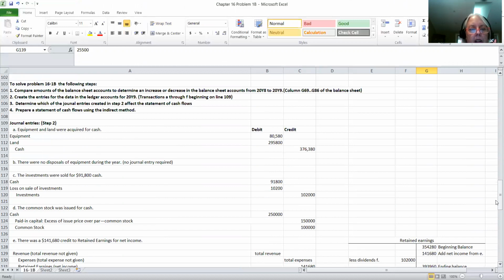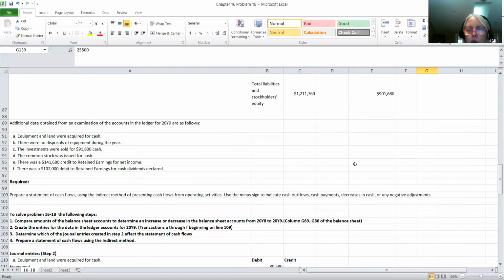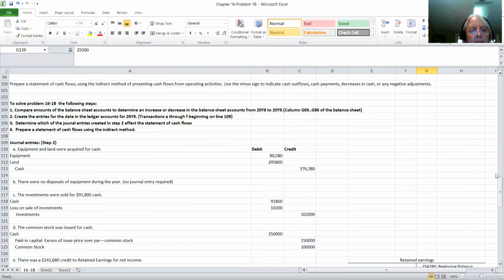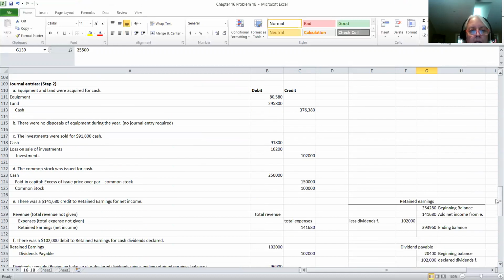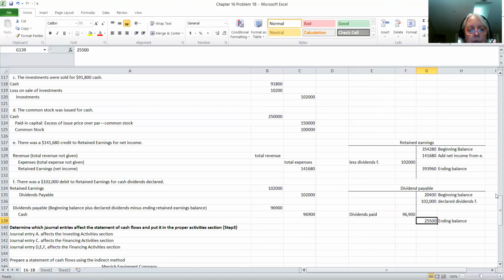So that's all the additional information that they gave you that you needed to analyze to see how cash was affected. So in step 2, we just recreated all the journal entries. We're going to look to see how our cash was affected and how we will report that on the statement of cash flows. So in step number 3, what you need to do is determine which journal entries affect the statement of cash flows, and you're going to put it in the proper activity section.